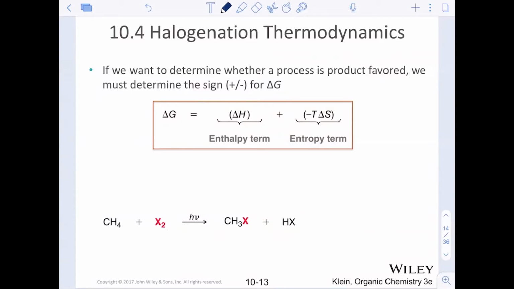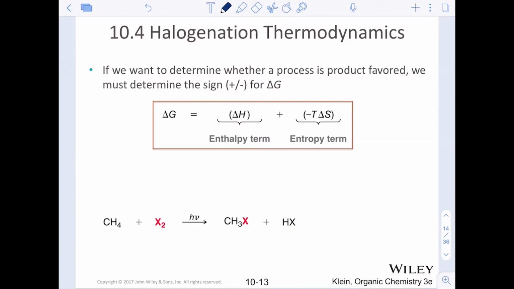Let's talk about halogen thermodynamics. Let's get started with getting specific about our first radical reaction. Notice here that we are going to be talking about thermodynamics. Thermodynamics is going to be very important for us to understand what is happening based off of our reaction.